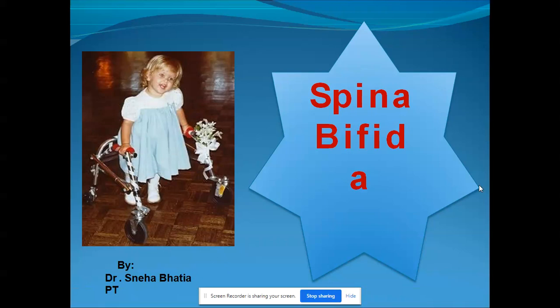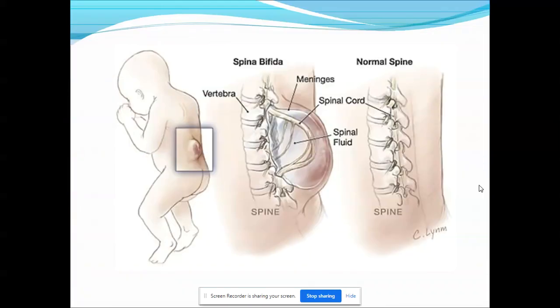Good morning everybody. Today I will talk about spina bifida. Okay, PT management for spina bifida. So before we start with that, let us see what is spina bifida. Spina bifida is a spinal condition which occurs in babies.